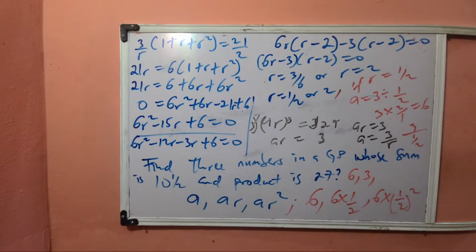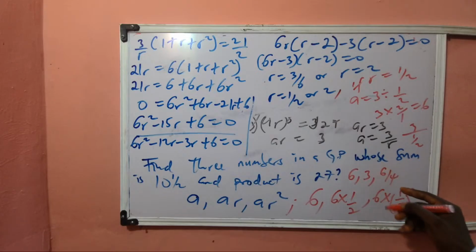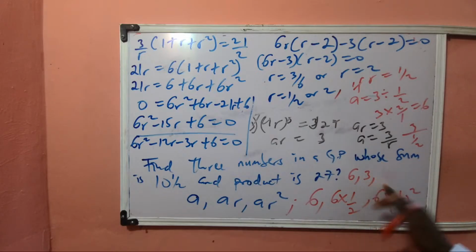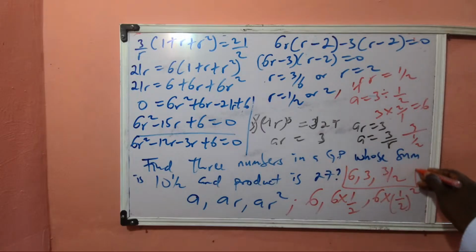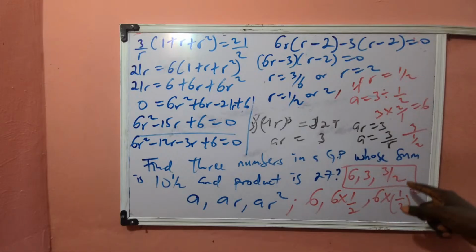And my third number will give me what? That will be 1 over 4 times 6. That will be 6 over 4, which is the same thing as 3 over 2. So you can see, when I got r to be 1 over 2, the three numbers in this GP were 6, 3, and 3 over 2. Now, you would say, but it's not only 1 over 2 I got.